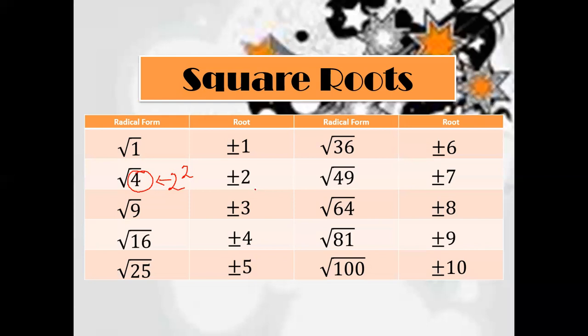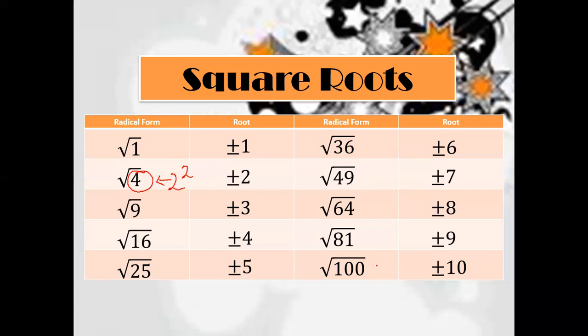The same procedure will be used when you are to identify the square root of 9, square root of 16, square root of 25, square root of 36, square root of 49, square root of 64, square root of 81, and square root of 100. What can you notice on the given radical numbers? They are all perfect square numbers. Therefore, we can easily identify their roots.